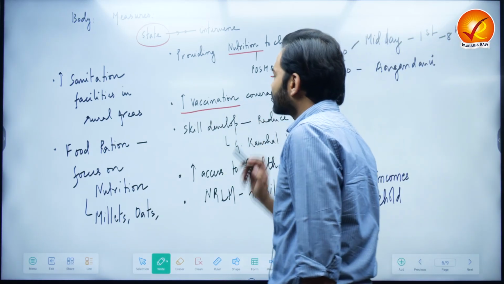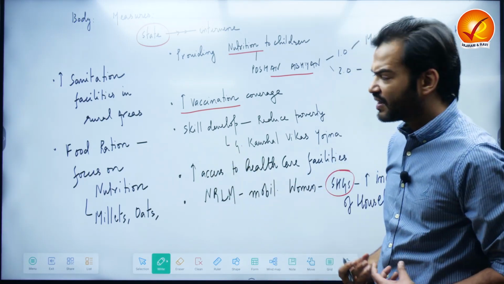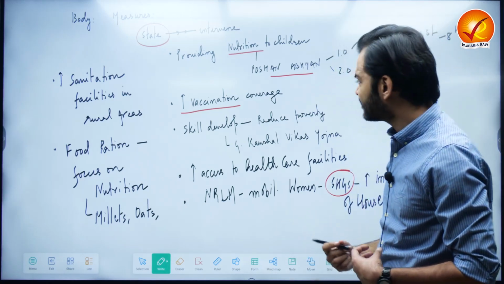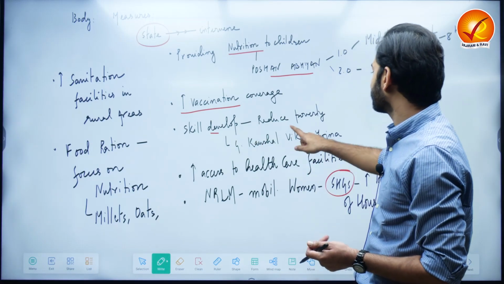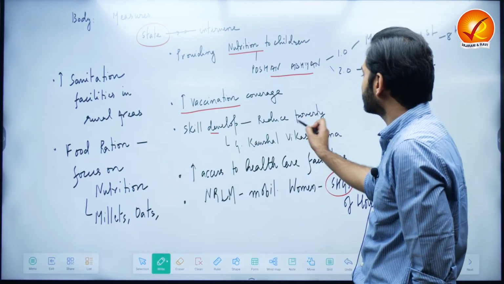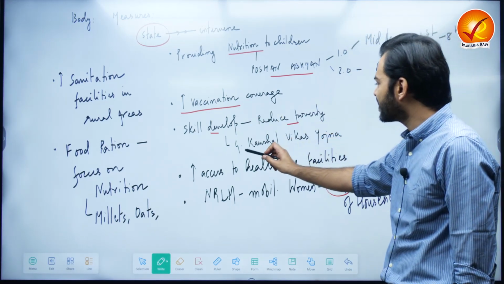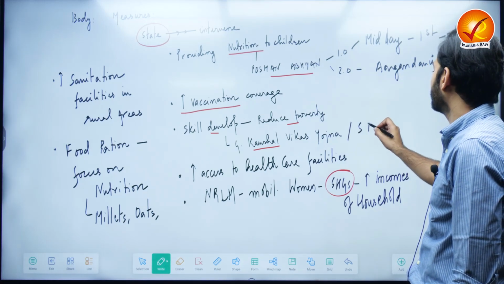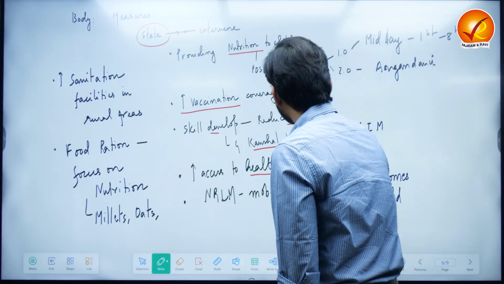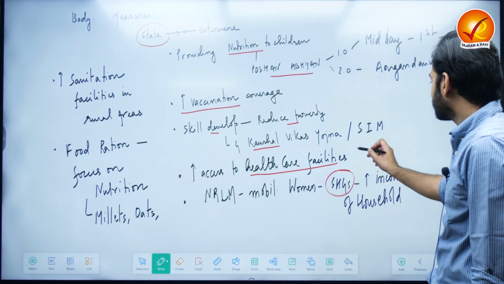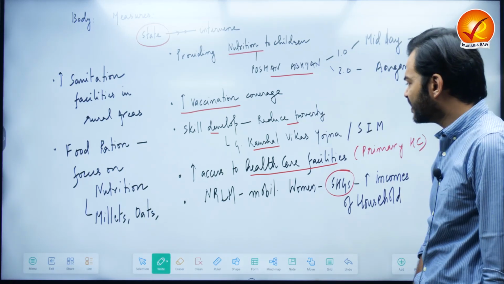Then increasing vaccination coverage. With improved vaccination coverage, the absorption of the nutrients will increase, so malnourishment will reduce. Then skill development will also reduce poverty. Skill development schemes of the government will also reduce poverty, especially in rural areas. Then you can mention Gramin Kaushal Vikas Yojana and the Skill India mission of the government. Then the government also needs to improve access to healthcare facilities, especially access to primary healthcare. This should be improved.